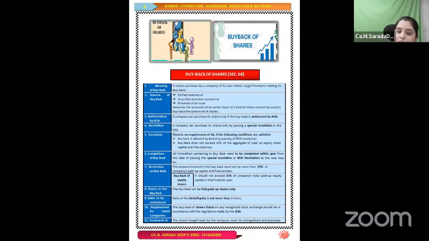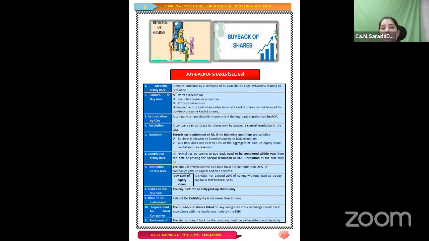Okay, so once the resolutions have been passed and it gets the permission in the AOA, then it should file a copy of it with the ROC, intimating the ROC that the company is going for the buyback. It should get legally valid permission from the ROC for going for the buyback. And the company will buy back only fully paid up equity shares, but not any partly paid up equity shares.